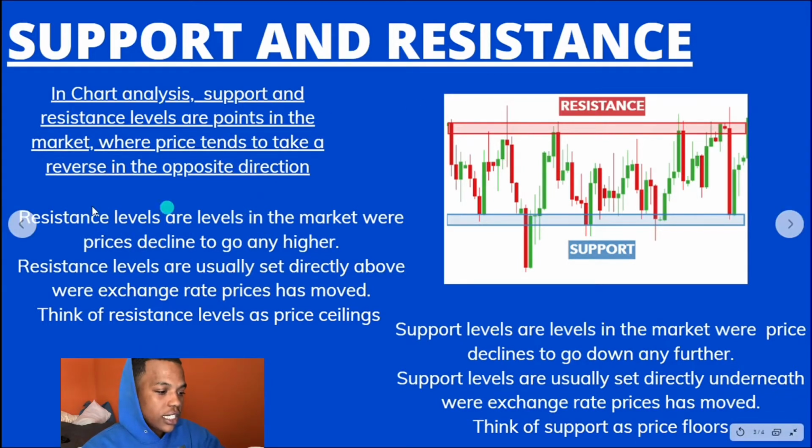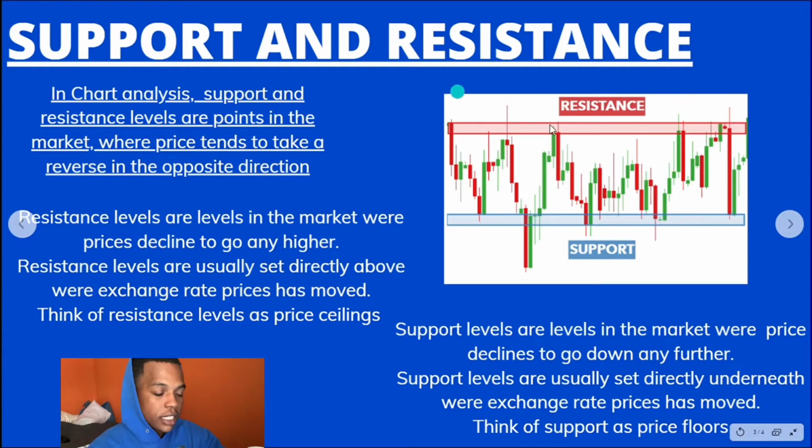So we have resistance levels. This is a resistance level right here. What is a resistance level? A resistance level is basically a level in the market where prices decline to go any higher. This means we typically don't see price shooting past that point. Once we get to that point, we see price starting to go down. Resistance levels are usually set directly above where prices have moved. You can think of resistance levels as ceilings.